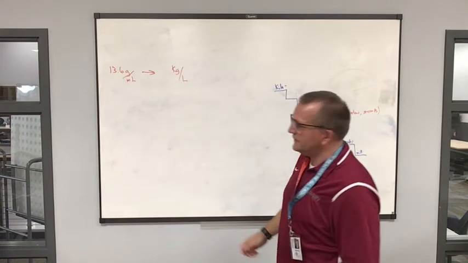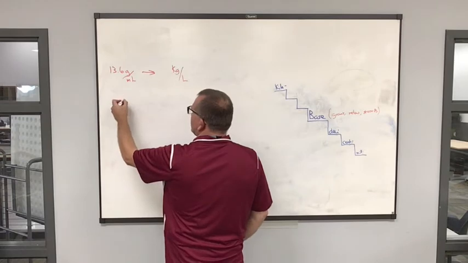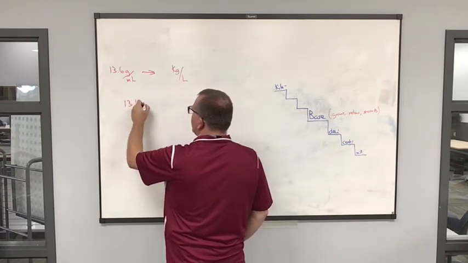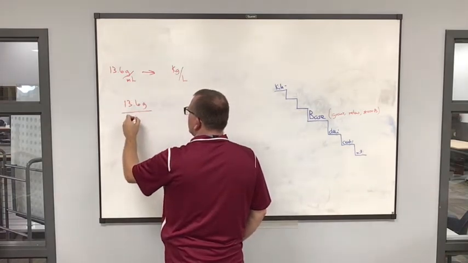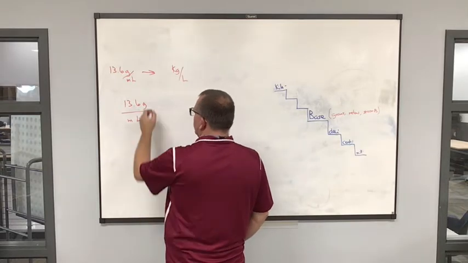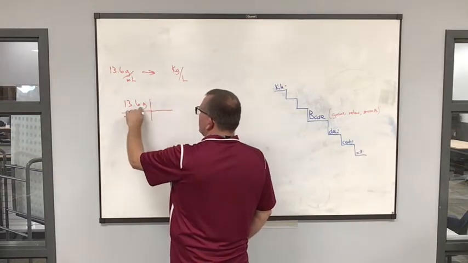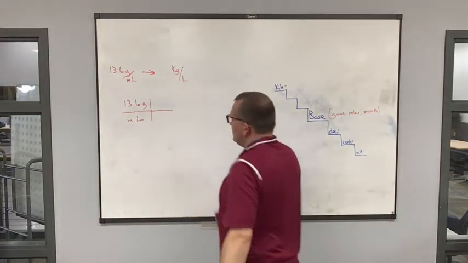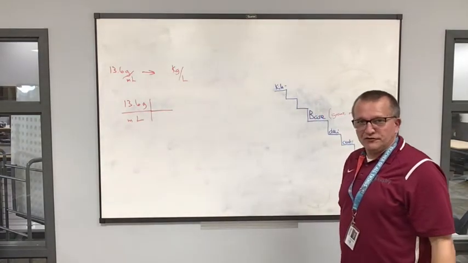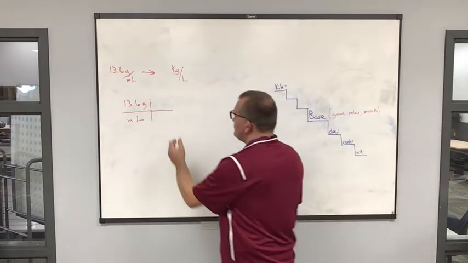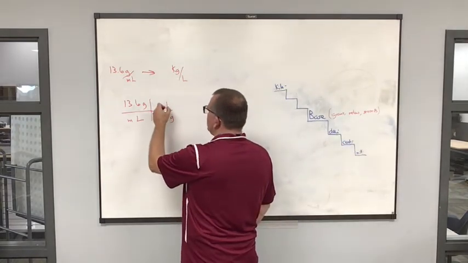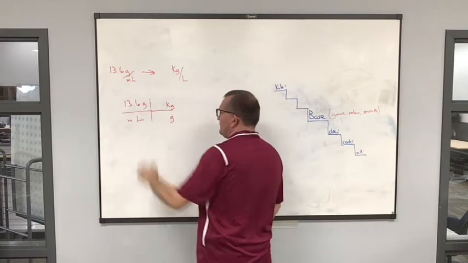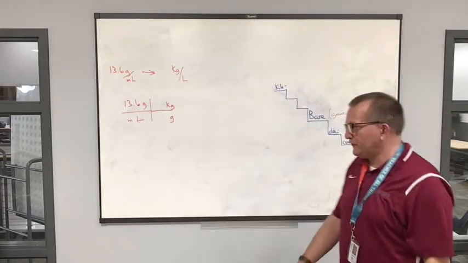And this gets kind of crazy when we write this out. So I'm going to write this out and say 13.6 grams per milliliter. I want to convert from grams to kilograms, and I want to go from milliliters to liters. So let's go grams to kilograms first. I know if I do a conversion, I'm going to have grams at the bottom, kilograms on top, so they cancel. So here's how we make a conversion factor for the metrics.